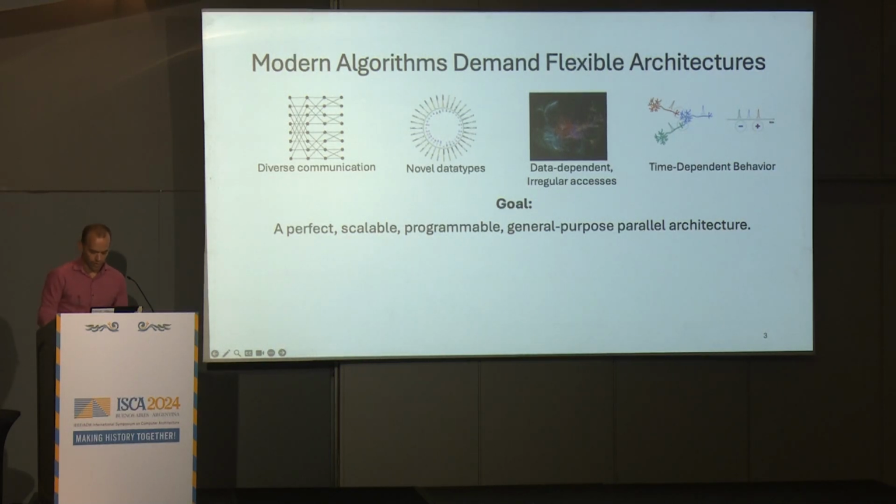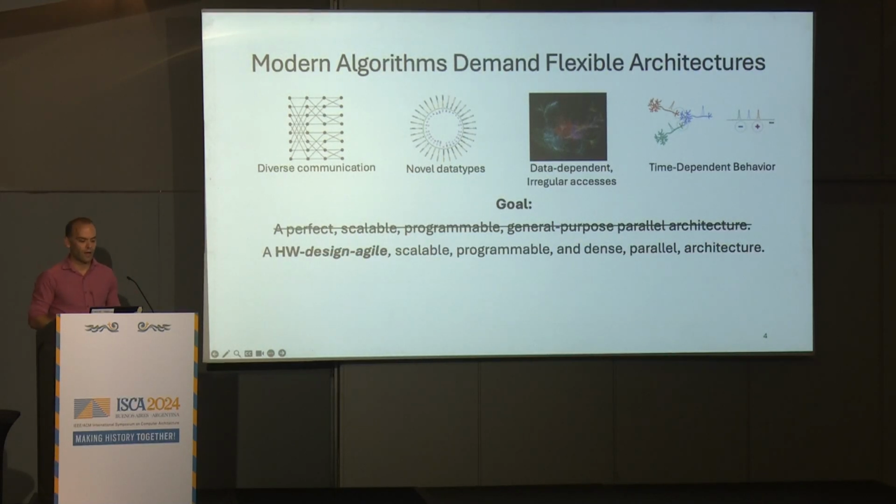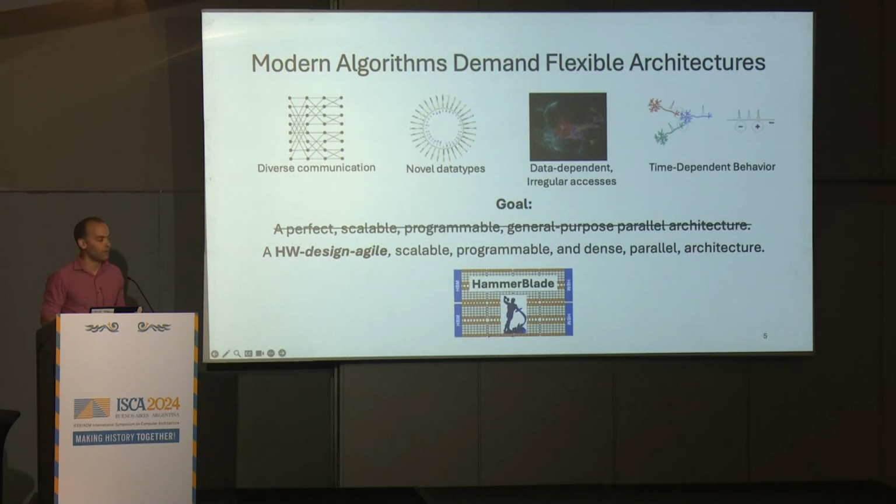So, what if we consider this problem differently? What if what we need is an architecture that is dynamic and can be rapidly customizable at design time, but still provide a relatively good or high-performance base level of performance to many applications? Then we could quickly customize that architecture to provide high performance on each application as they are discovered. This is what we call an agile or a hardware design agile architecture, something that is scalable, programmable, and dense, but that we can rapidly customize. And this is the genesis of the Hammerblade Manycore project.